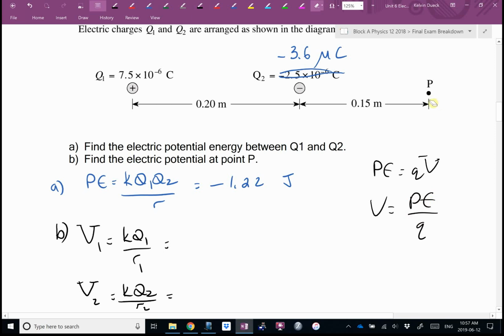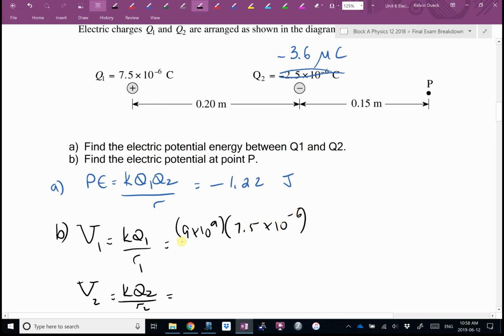If I knew how much potential energy was there at location P, and I knew how big the charge that I was putting at location P was, I could use this wonderful shortcut method. But unfortunately, I just found in part A the potential energy between these two, not there. So sadly, go to it. It's going to be 9 times 10 to the 9th, 7.5 microcoulombs, all over 0.2. What's the electric potential from charge 1? Oh, 0.2 is wrong, Mr. Dueck. All over 0.35, because we're at location P.